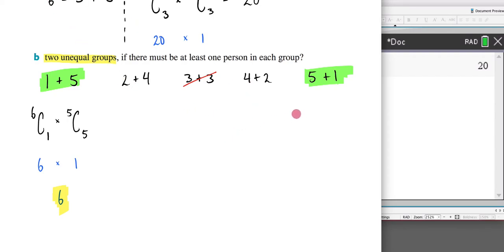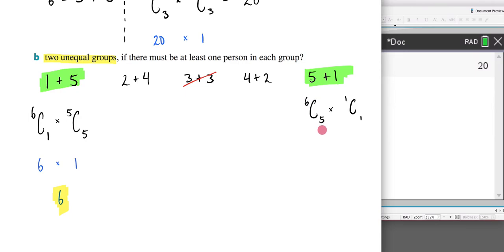So if instead of doing it this way, by going, I have 6 people and I'm putting them into one group, and then timesing that by I have 5 people and I'm putting them into groups of 5, what if instead we say I have 6 people and I'm putting them into groups of 5, and then I'm going to times that by, well, if I have 5 people in a group already, that means I have 1 left over, and I'm putting that person into a group of 1, obviously.